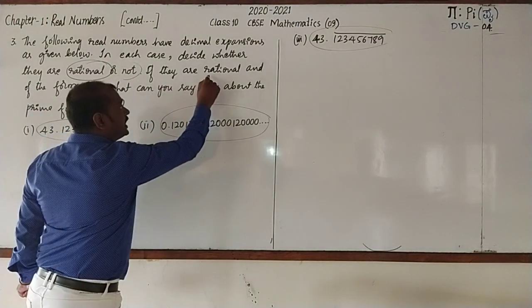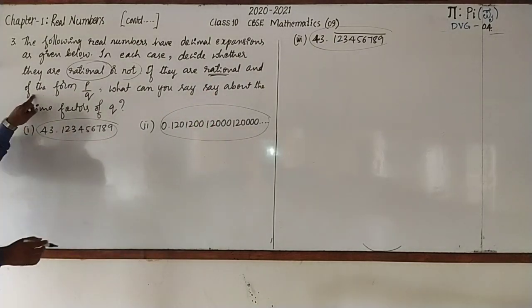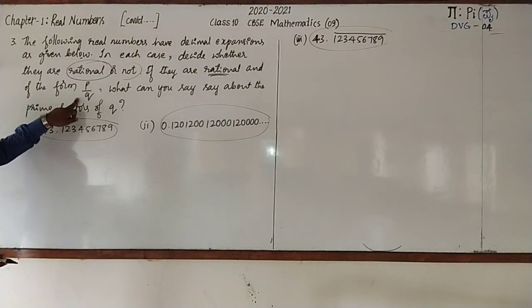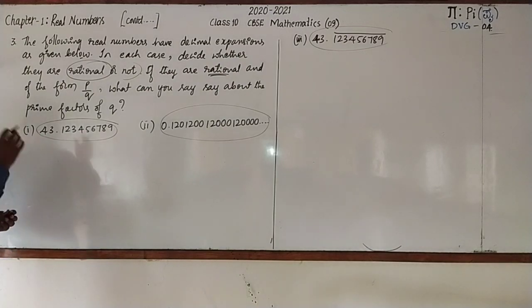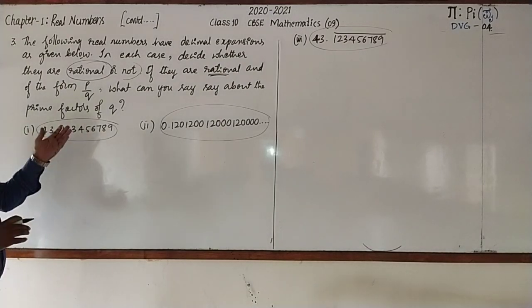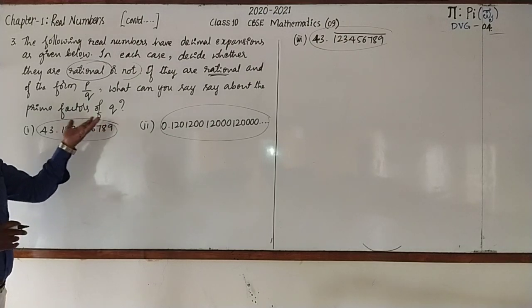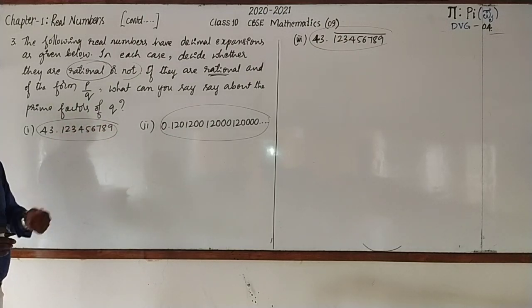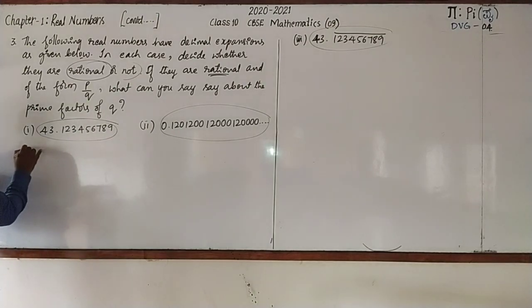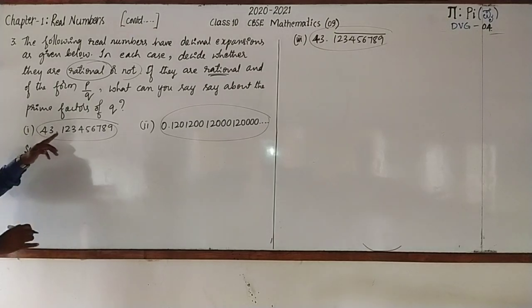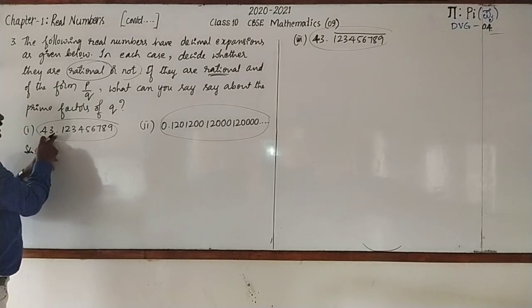In each case, decide whether they are rational or irrational. If they are rational and of the form p by q, what can you say about the prime factors of q? Got it? Yes. If they are rational, let us go for writing them in p by q form. Then after that we shall decide the prime factors of q. First one, observe this. Please don't go for writing anything, just keep observing.